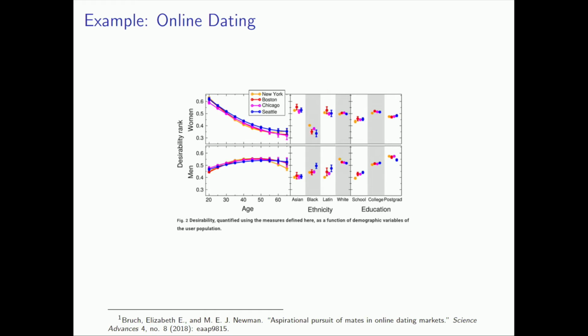And what this measure is giving us is essentially, and then they look at demographic differentials in this desirability score across 4 cities, and they find actually that the patterns are very consistent across cities.